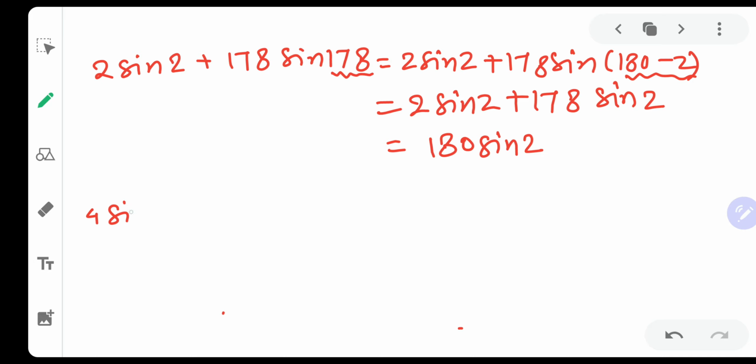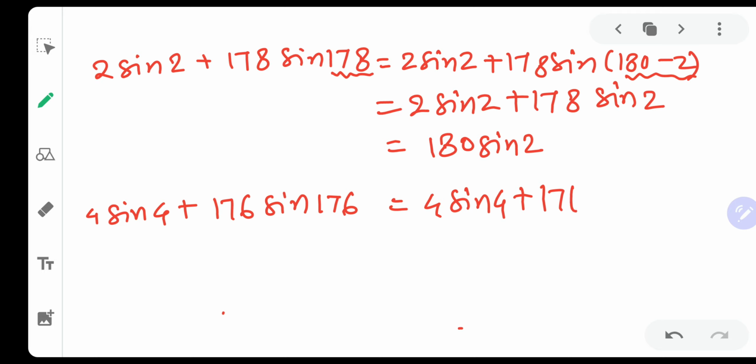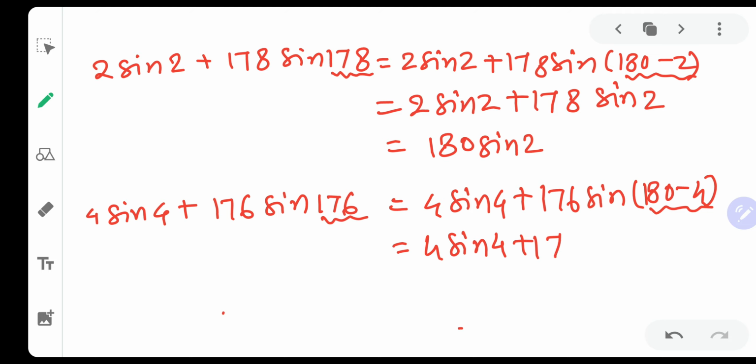Similarly, you will get 4 sin 4 and 176 sin of 176. So this can also be written as 4 sin 4 plus 176 sin of 180 minus 4. So 176 is written as 180 minus 4. So this will be 4 sin 4 plus 176 sin of 4. So that will be equal to 180 sin of 4.